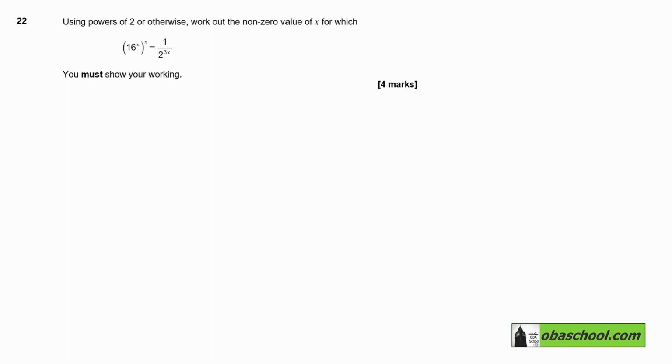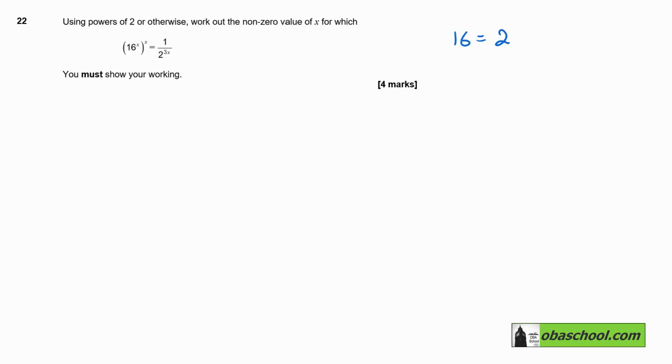Using powers of 2 or otherwise, work out the non-zero value of x for which 16 to the x, then to the x, is equal to 1 over 2 to the 3x. You must show your working. Seems like a good idea to use powers of 2.